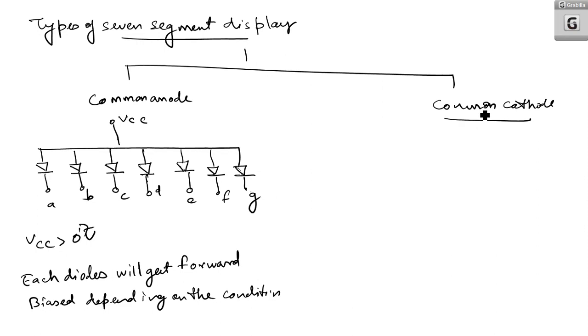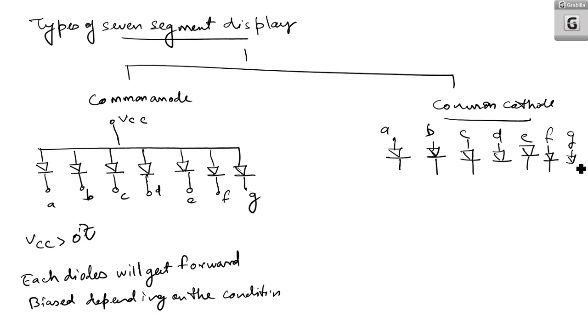Now coming to the common cathode type. In the common cathode type you have A, B, C, D, E, F and G. These strings are grounded. These all are grounded.